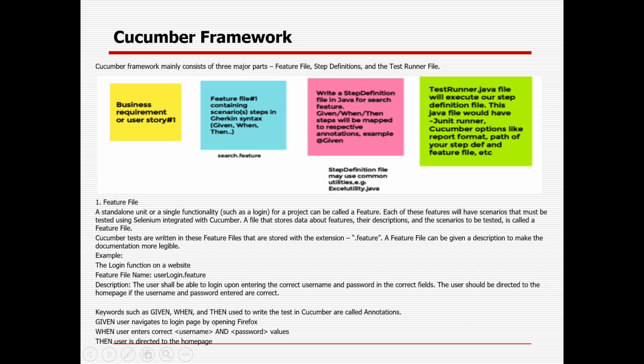Like suppose you want to log into a particular website, so the features file name you can give is user login.feature. The description you can give is that the user should be able to log in upon entering the correct username and password in the correct field. The user should be directed to the home page. After that you can use Given, When, Then, And, Or. These are the important keywords available in Cucumber.